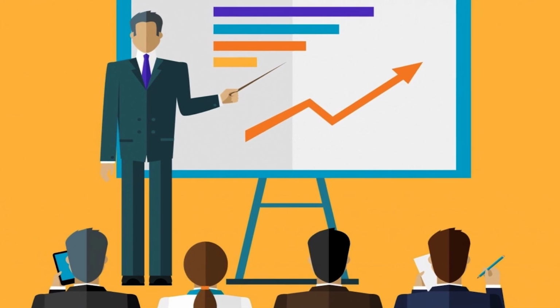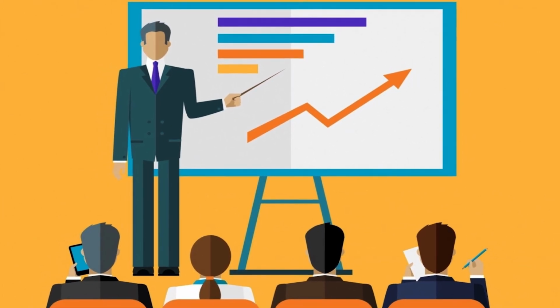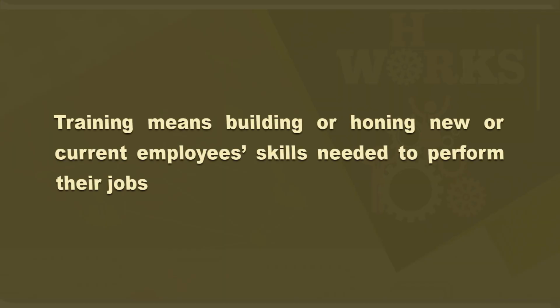You may be wondering what happens after orientation and onboarding. Directly after orientation or onboarding, the employee's job training should begin. Very senior positions in the organization may be an exception to this. Training means building or honing new or current employees' skills needed to perform their jobs. As one trainer said, we sit down with management and help them identify their strategic goals and objectives and the skills and knowledge needed in the employees to achieve them.